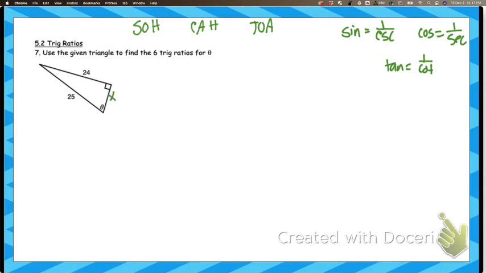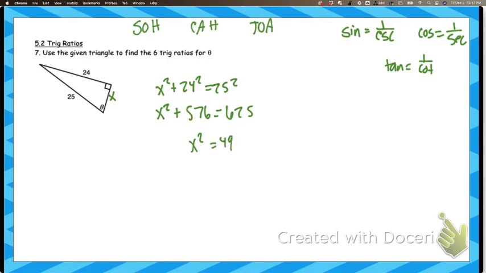So if you know 2 sides of the right triangle, you can use Pythagorean theorem to solve for the third side. So x squared plus 24 squared is 25 squared. So x squared plus 576 is equal to 625. Then we can go ahead and subtract 576. X squared is 49, square root, and I get that x is 7. So now I know my missing side. Now that I know my missing side, I can write all of those ratios.